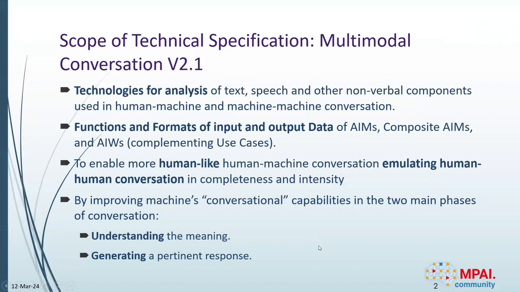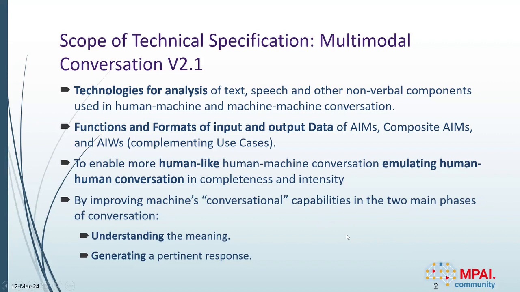So the scope of this technical specification, first, it shows the technologies for analysis of text, speech, and other non-verbal components. So that's why we call this multimodal. Which are used in human-machine and machine-machine conversation. And also we define the functions and formats of input and output data of AI modules, composite AIMs, and AI workflow. Okay, so that's the complementing use cases.